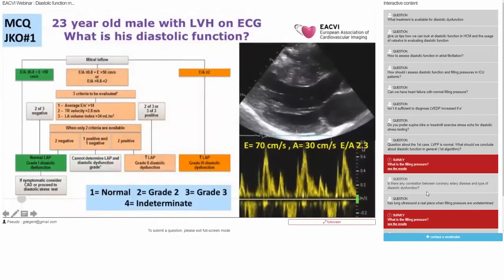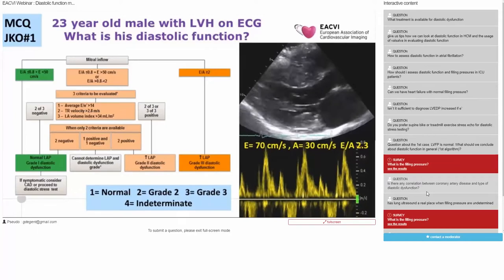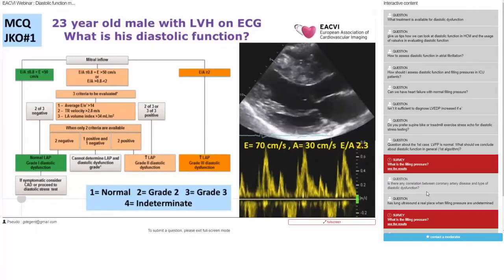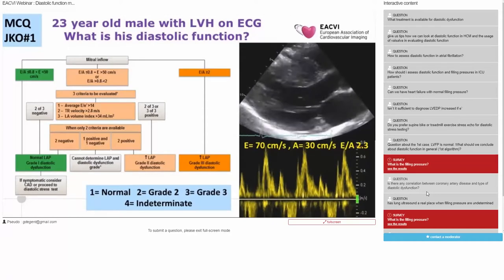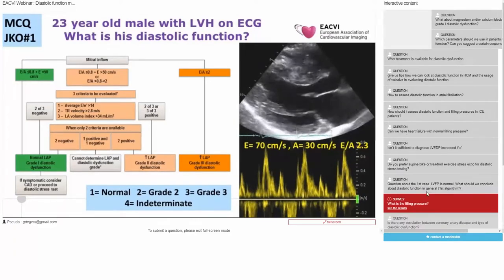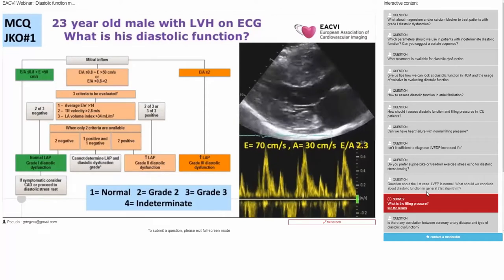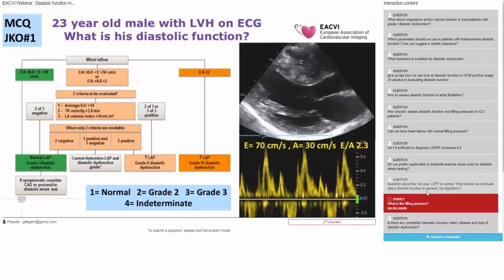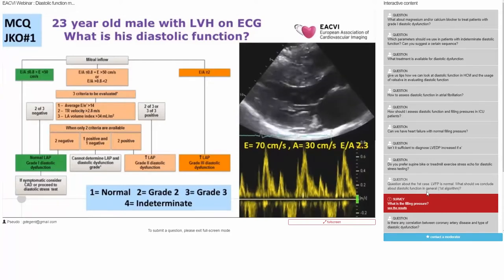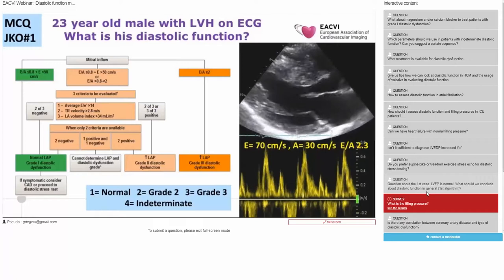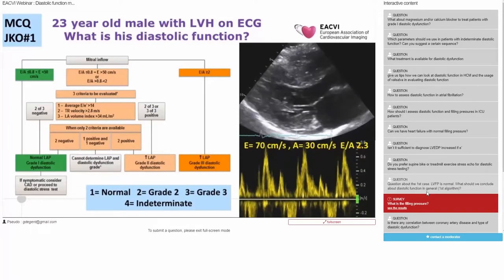Based on that, this is a 23-year-old male with left ventricular hypertrophy on electrocardiogram, and then you see the parasternal long axis view showing the thick ventricular septum there with a normal ejection fraction, and then E velocity is 70 centimeters per second, A velocity is 30 centimeters per second, and E/A ratio is 2.3. So I want you to vote whether this is normal, grade 2, grade 3, or indeterminate, using this algorithm.